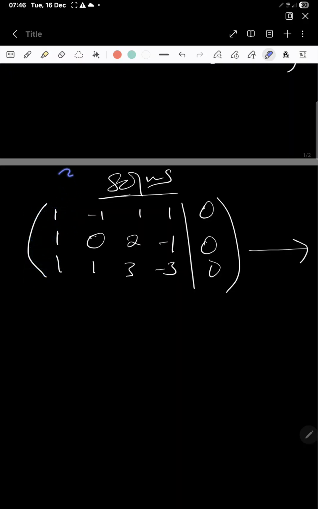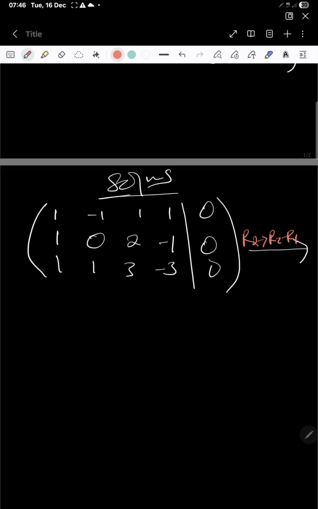Remember, a reading entry in a row must be the only non-zero in that column, meaning that the rest of the numbers, this and this, must be zeros. So we are going to make them zeros. How can we make them zeros? We are going to say that we are in row 2 and row 2 is equal to row 2 minus row 1.